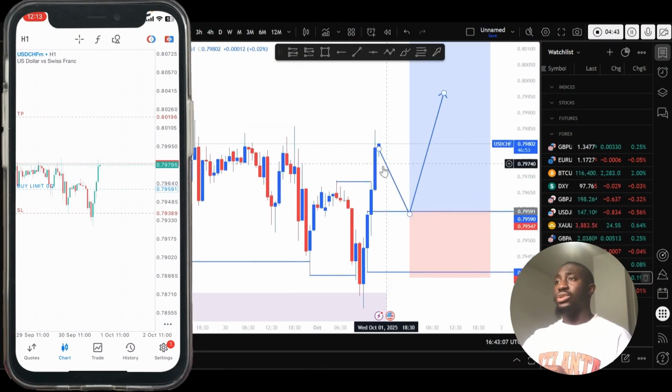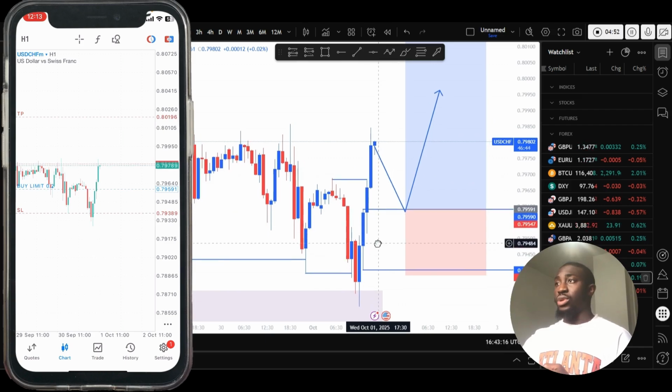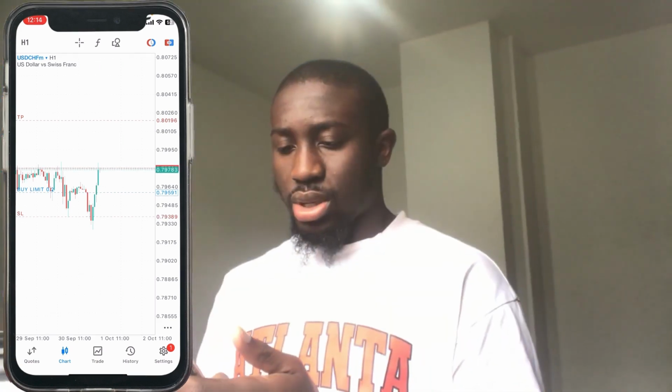I don't know how to trade continuation. If I enter from here now, where will I put my stop loss? No, it's very, very risky. So let's wait. I'm expecting the price to pull back all the way down to this area before we long again. But it is what it is.